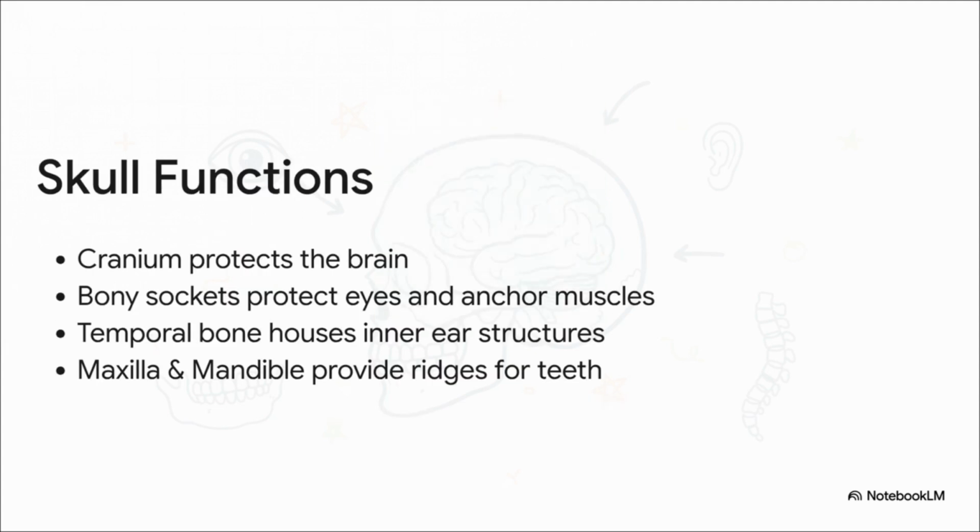So, bringing this all together, the skull is way more than just a simple bone helmet. Its functions are amazingly complex. The cranium is the ultimate protective vault for your brain. The bony sockets shield your eyes while giving your eye muscles a strong place to anchor. Deep inside that temporal bone, you've got the incredibly delicate organs for hearing and balance locked away safely. And of course, the maxilla and mandible give us those essential alveolar ridges to hold our teeth securely in place.